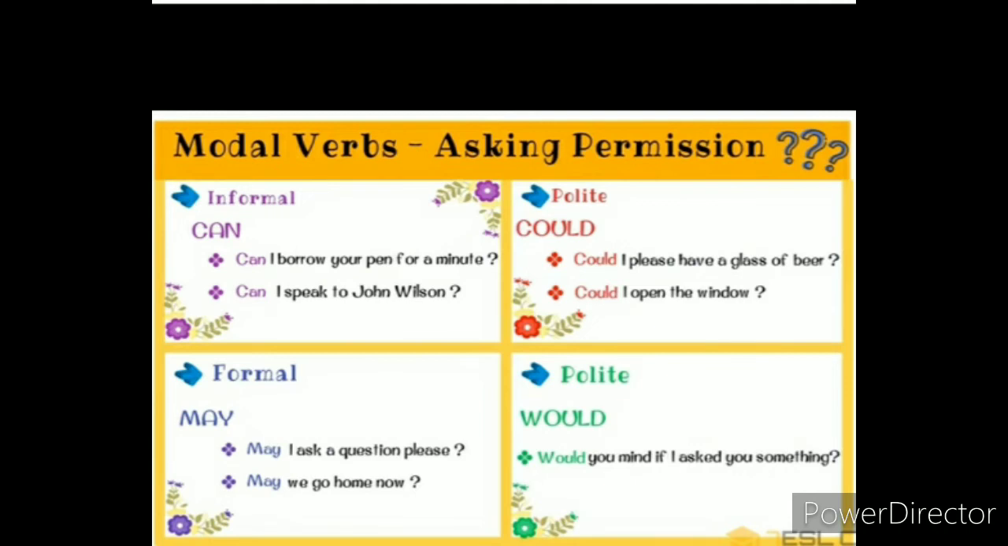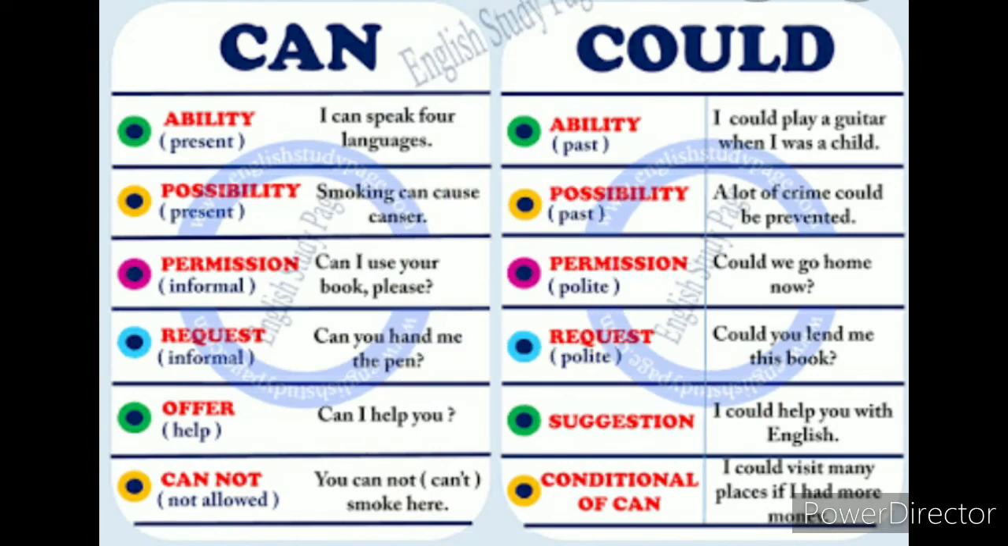But if we are saying the same thing in a very polite manner, would you mind if I asked you something? So could and would both can be used in a polite manner. Here you can see the main difference between can and could. One by one we will discuss all the modals, but today mainly we are discussing can and could.